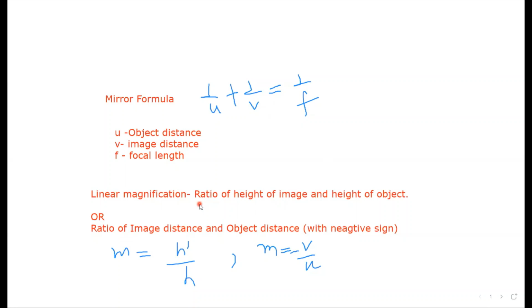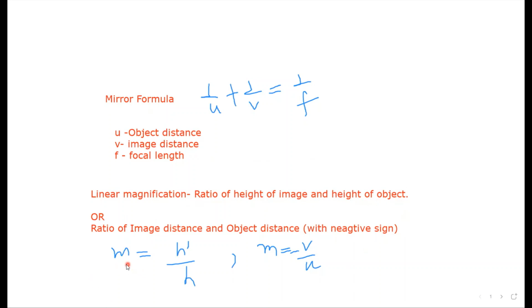And in numericals you must have seen you have been asked to find out magnification or height of the image or something else related to that. So what is linear magnification? Here you are comparing the size of the image with the size of the object. It may be larger, it may be of the same size, or it may be smaller. So linear magnification can be defined as the ratio of height of image and height of object.